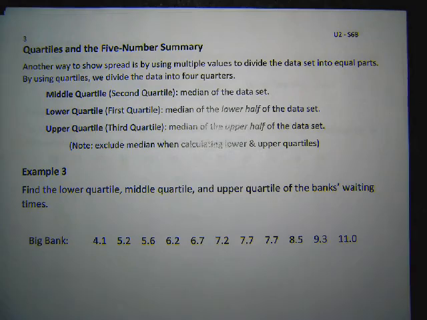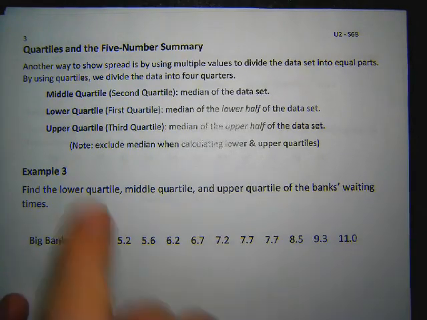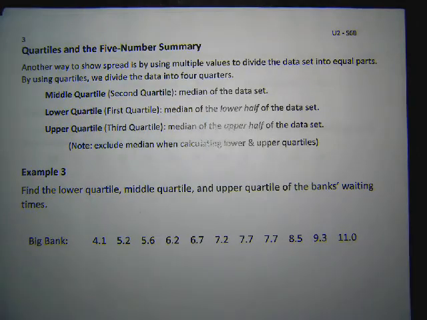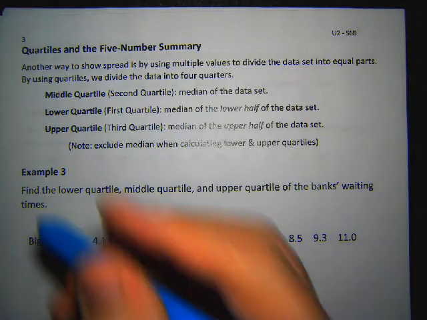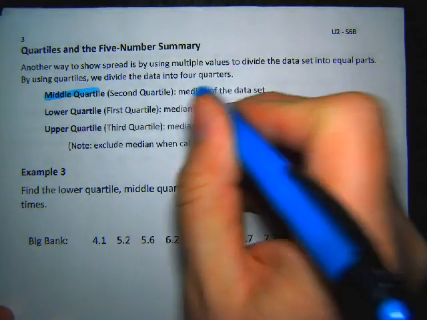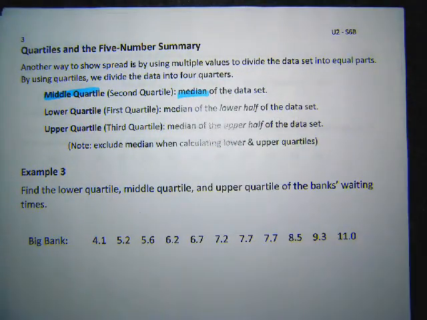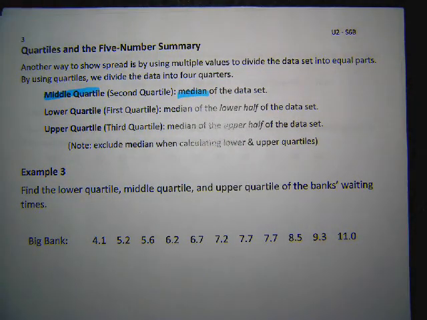We call these quartiles in statistics, and we have the 3 cuts to make. The middle quartile, which is really just the median of the data set, we're just cutting in half. The middle quartile, the median, is the value where you take that number in the middle, and you'll have half the data above and half the data below.